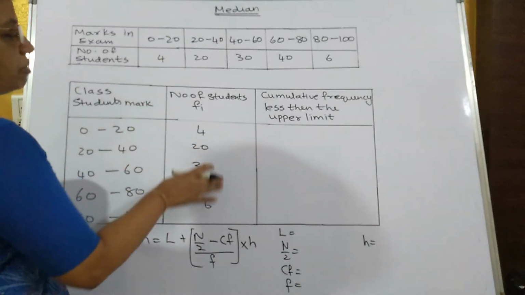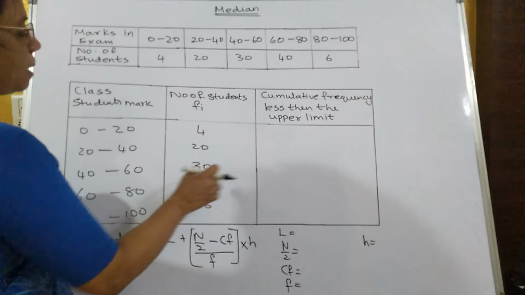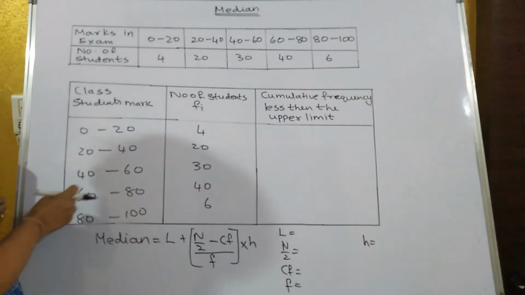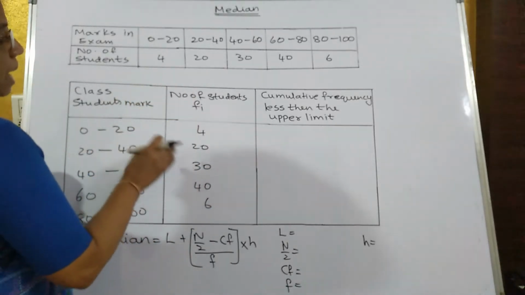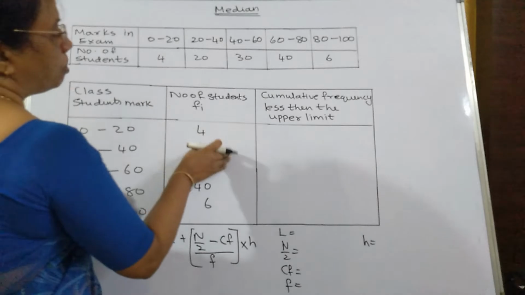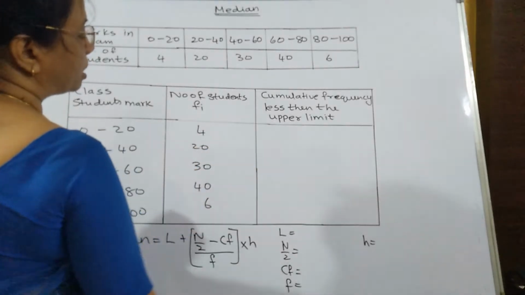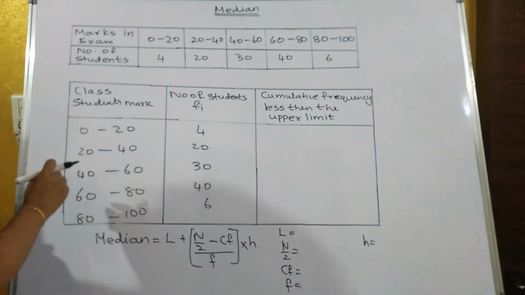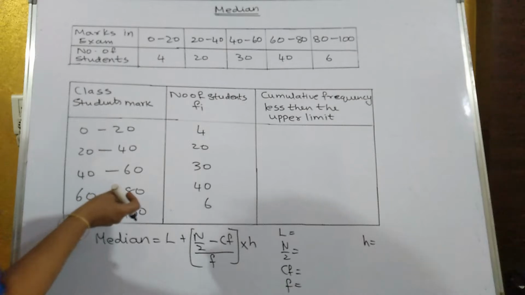So an extra column will come. In this only 3 columns are there. But if the class is not continuous, you have to draw one extra column and make the class continuous, and then you will be having Fi and then cumulative frequency. Now how to make that continuous I will show you in the next sum.